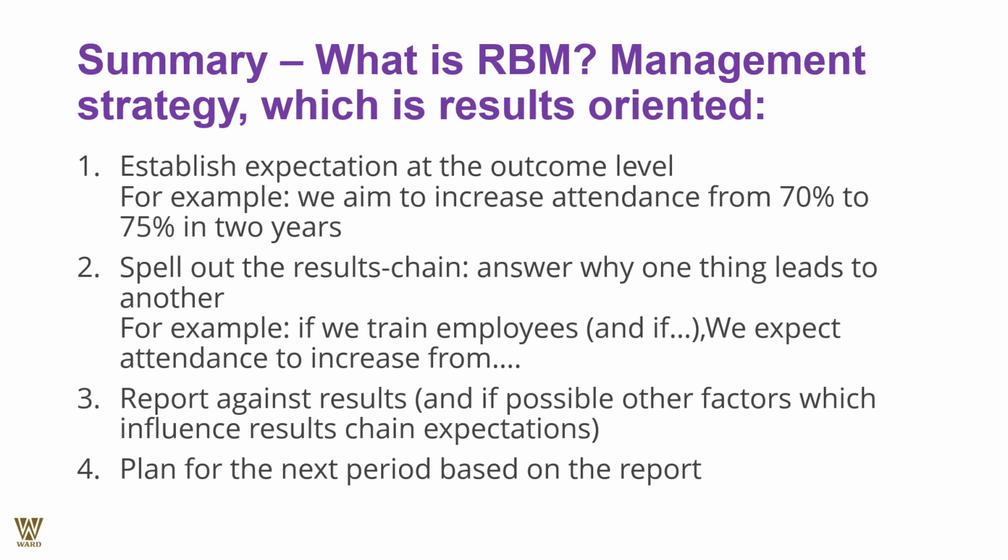Remember, result-based management strategy is result oriented. For example, at the outcome level, we are looking to aim for an attendance of 70 to 75%, let's say given a 2 year time. So we are numerically establishing expectation at an outcome level, spelling out the result chain as clearly as possible, answering any one thing that leads to another. For example, if we train employees, and if we train what else, a percentage of employees every time, you will see within 5 years of training, every employee would have undergone one or the other training process. So there comes the motivation level.